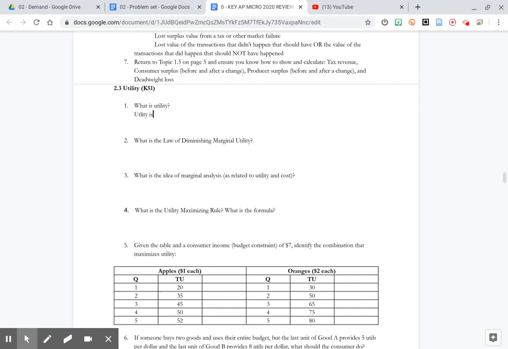So utility is, it'd be nice if I could spell it. At some point, I'm going to learn how to spell, and then it's going to be really exciting.